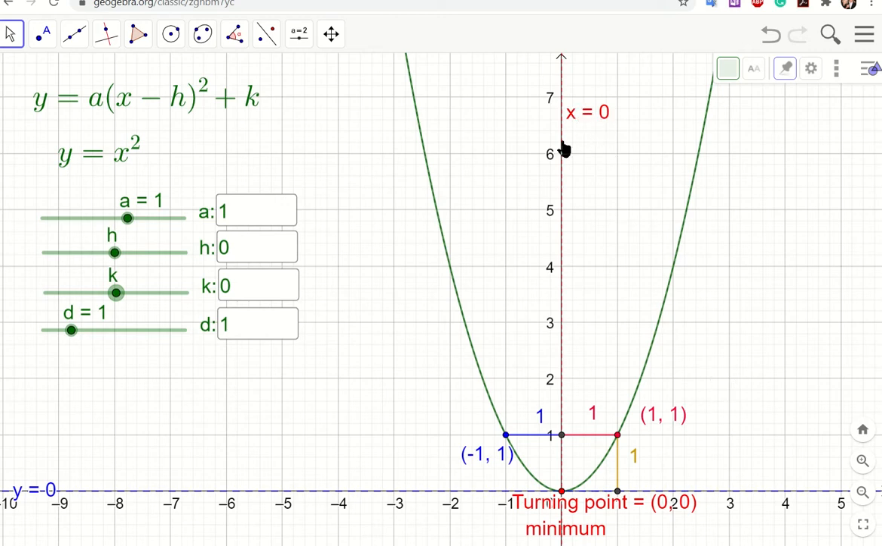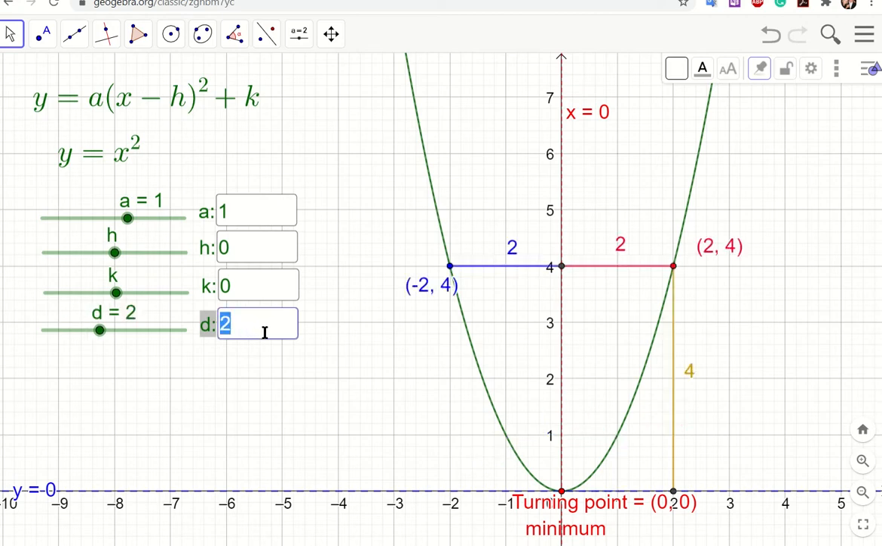Now if I change this value of d to 2, then you can see we're looking at an x value of 2 more than the x value of the axis of symmetry. So that means that the height difference is now 4, which makes sense because 2 squared is 4. Notice how the point (-2, 4) is a distance of 2 from the axis of symmetry as well, as being 4 higher.